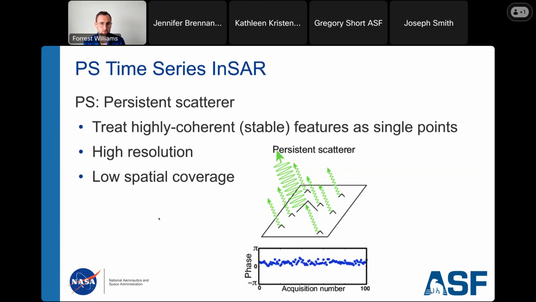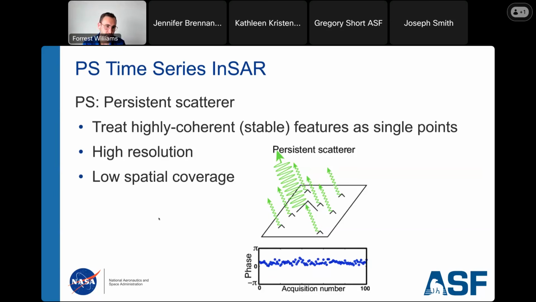And what we can do with these types of scatterers, these very stable, very strong return scatterers, is that we can treat them as essentially single points in our analysis. We can look at a particular pixel where this type of scatterer or feature occurs and just do a single pixel time series analysis for that feature. And the great thing about this is that it's the highest resolution we can get. We're working at very close to the native resolution of the SAR imagery that we have.